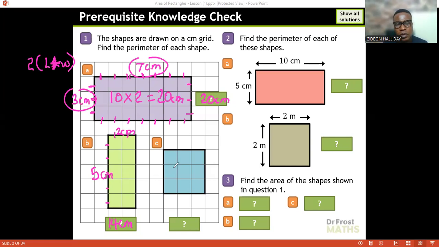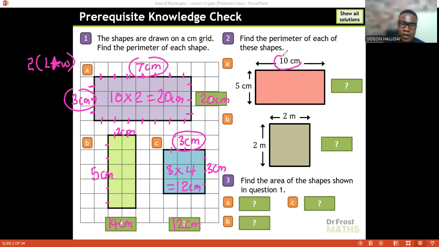This looks like a square because 1, 2, 3. This is 3 centimeters. Both sides are 3 centimeters. Now, for squares, since all the sides are equal and there are four sides, you can just pick one side and multiply by 4. So 3 times 4 equals 12 centimeters.